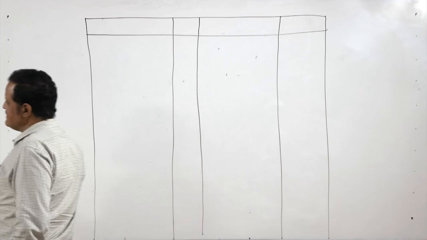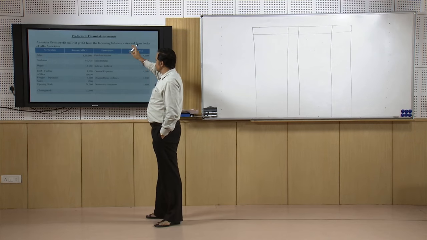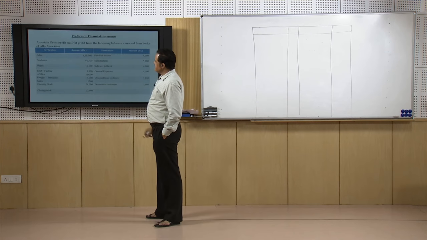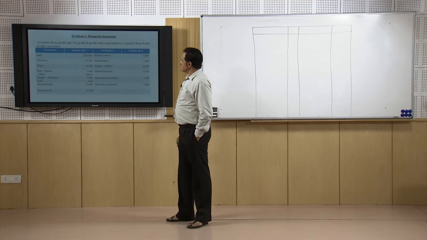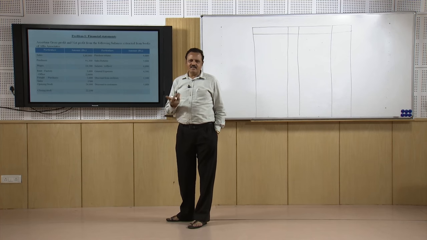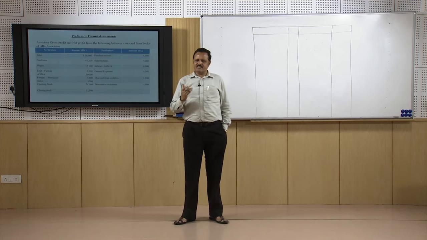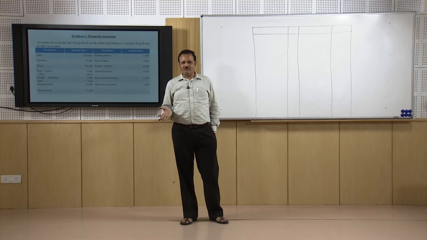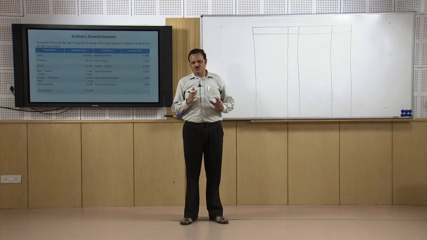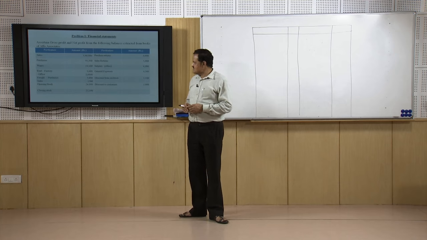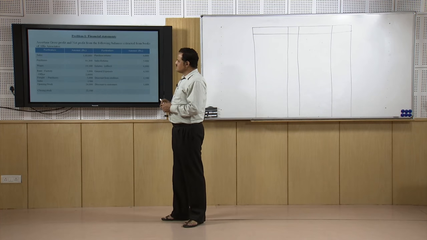So, look at this information now. Here we have financial statements problem 1. We are asked to ascertain gross profit and net profit from the following balances extracted from the books of Alpha Associates. Alpha Associates may be a sole proprietor organization. There is a difference in the preparation of accounts of sole proprietor, single owner organizations, partnership firms and company form of organizations. Step by step we will learn how to prepare the financial statements of sole proprietors, partnership firms and then company form of organizations.